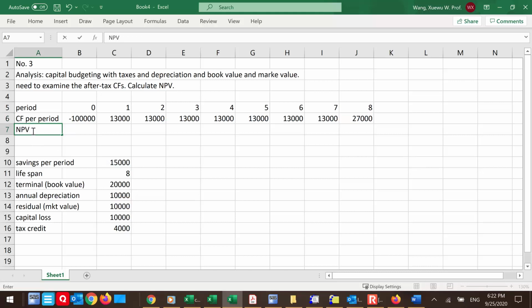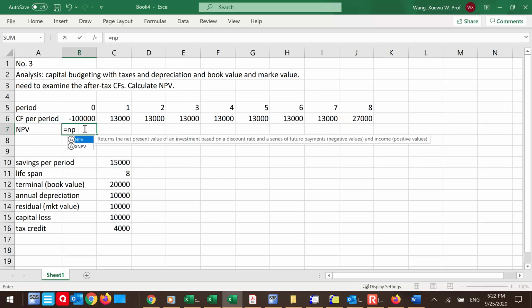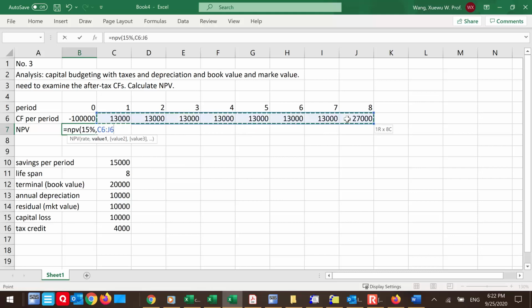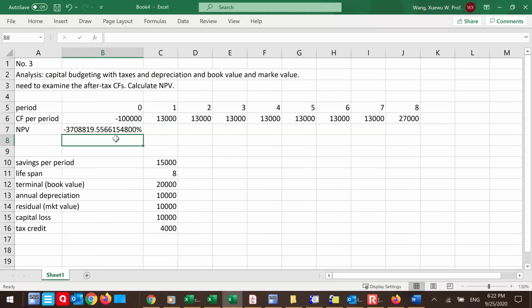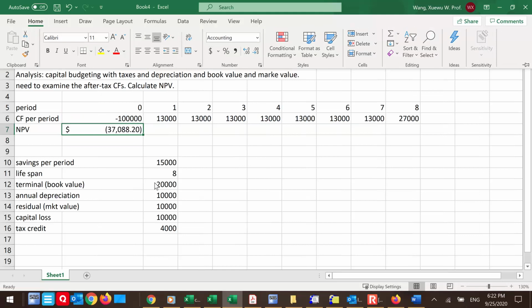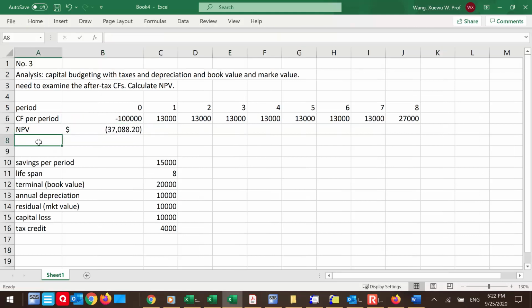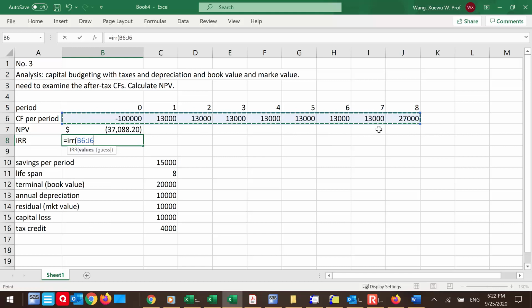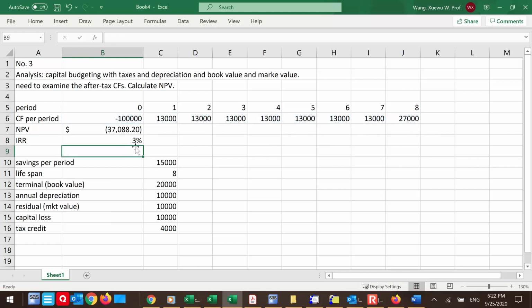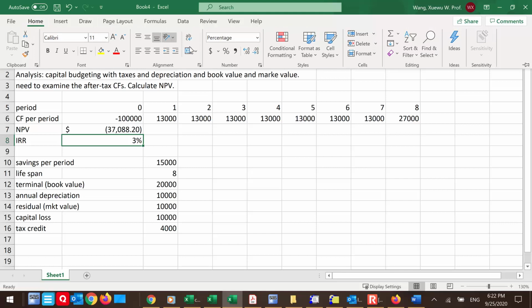So if that's the case, I can go ahead and calculate my NPV here. I'm doing the NPV calculation here. The discount rate is 15%, and I'm looking at all these future cash flows, and I'm putting back the initial investment. So that is the $37,088 answer you saw on your homework. If I want to calculate IRR, I can certainly do that. I can take the IRR function, and I take all the cash flows, including the initial investment. So that is 3.50%.